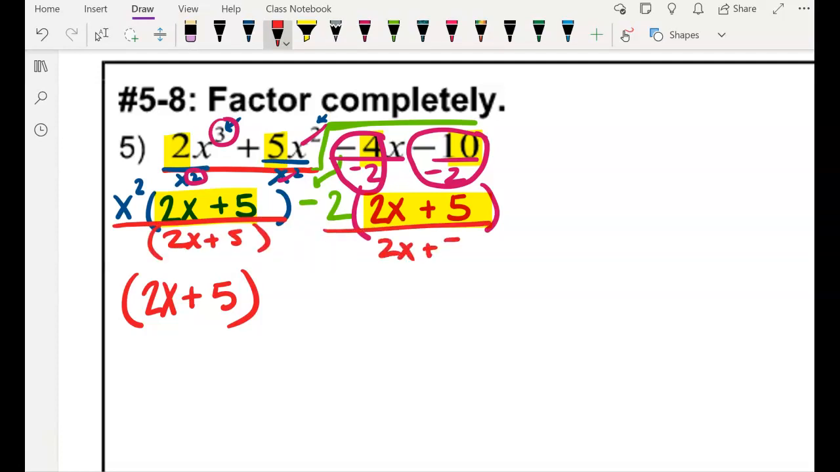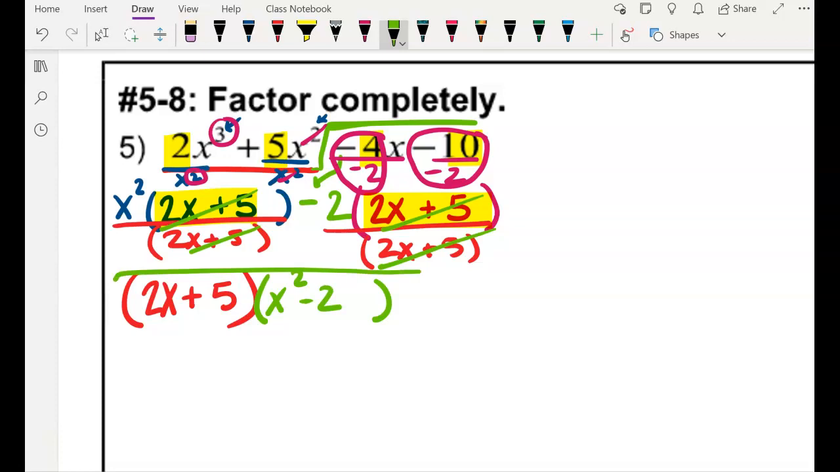And if you guys remember how to factor this from Algebra 1, you can go through it pretty fast. And I mean, this is gone, right, because they reduced. This is gone because they reduced. So the leftover goes in the parentheses again. So that's going to be x squared minus 2. So guys, this right here is how you factor 4 terms. So the factors are 2x plus 5, that's one factor. That first group is one factor. And then x squared minus 2, that's a second factor. They just happen to be a binomial for each factor.